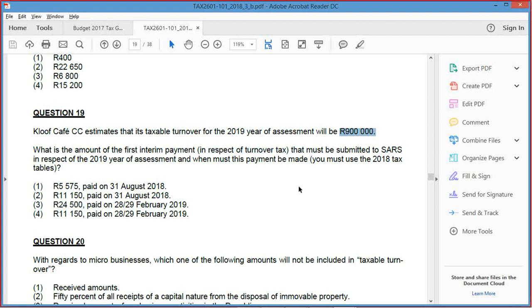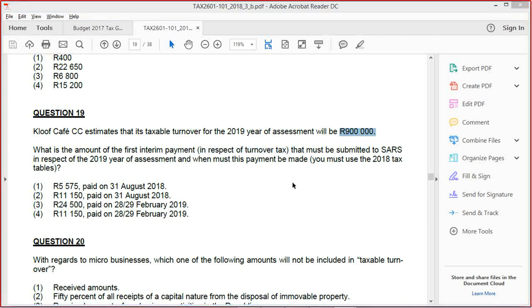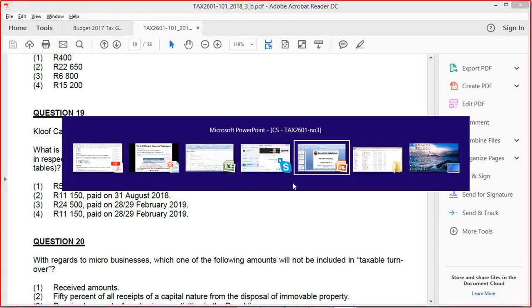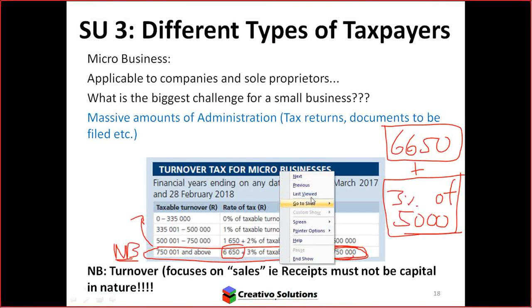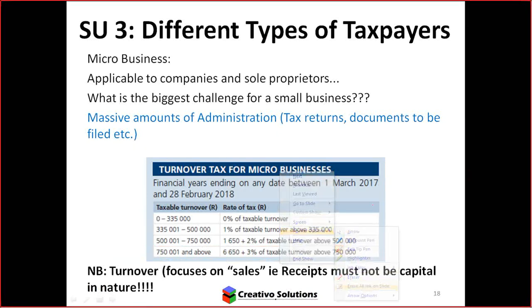Can you work this one out quickly using this? I'll put up the table. Just work it out quickly on the calculator. I've done it already in the assignment, so I'm just going to show the answer, but I want you to quickly do it if you can. How would you work out the tax on it?